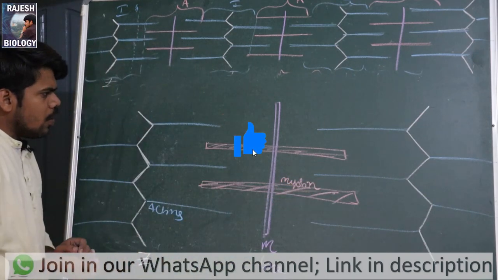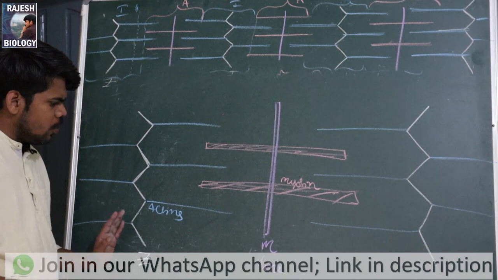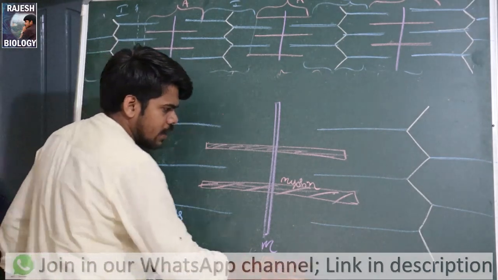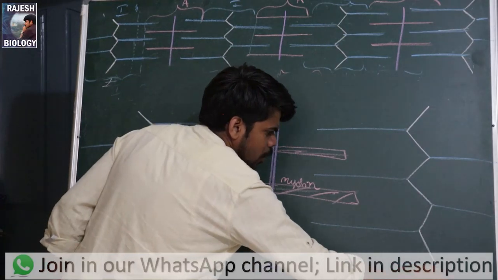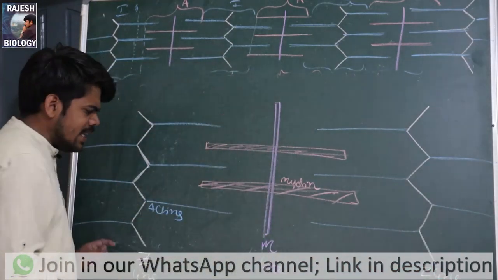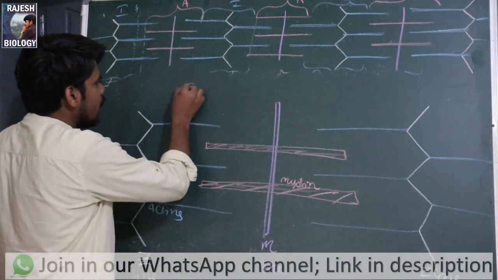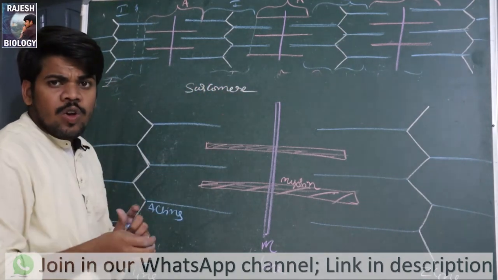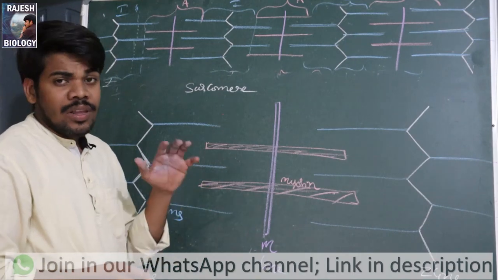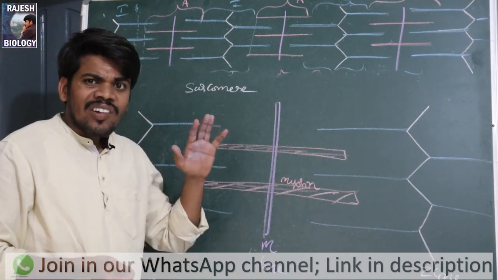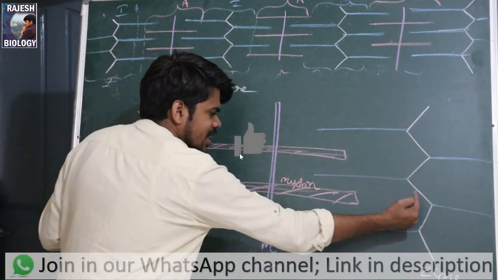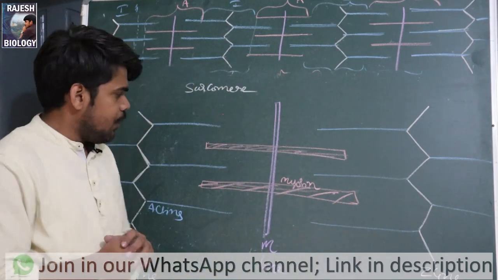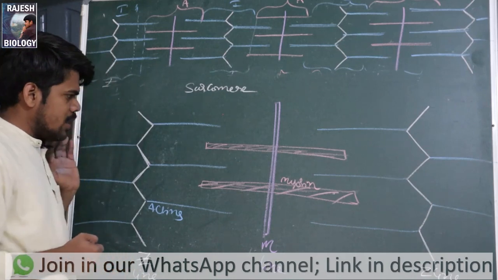Now clearly observe this. There are a few lines: two G lines, one M line. The portion between two G lines is called a sarcomere. It is called what? A sarcomere. The sarcomere is the functional unit, or contractile unit, because contraction takes place here only. The sliding filament theory we will discuss later. First understand the sarcomere structure.